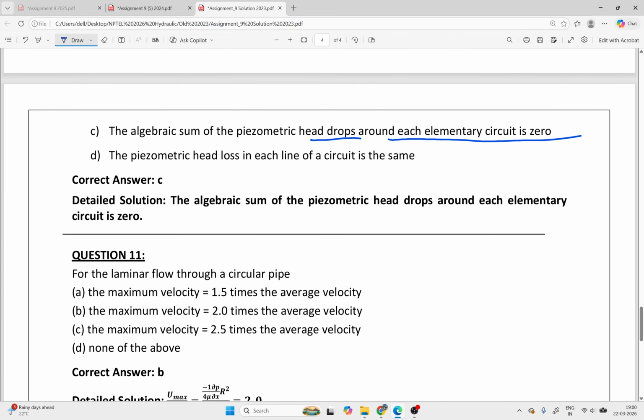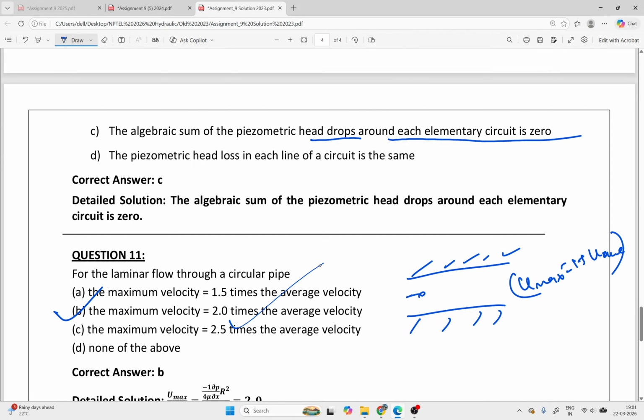Question number 11. For laminar flow through a circular pipe, the maximum velocity is 2 times the average. I have already discussed this a lot of times. If it is parallel plates and water is flowing, U max is equal to 1.5 times U average, but in the pipe it is 2 times. Remember please. So option B is correct here for question number 11.